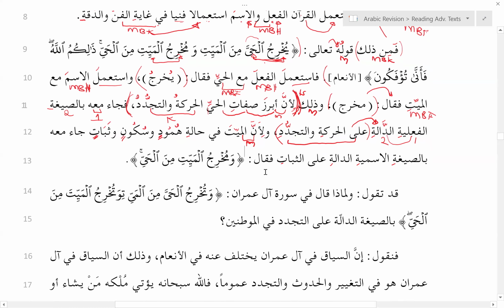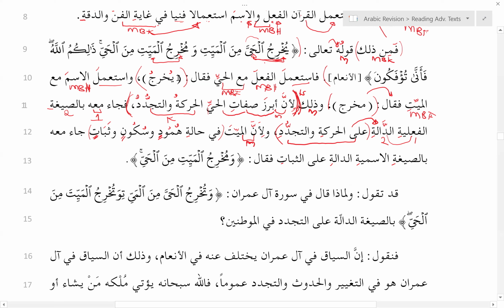So لأن الميت together forms our مبتدا, and then في حالة همود وسكون وثبات, you can see the beginning of a جار مجرور, حرف جار في. حالة is the اسم مجرور, but حالة is light, no al, so this is a مضاف, and همود is a مضاف إليه. And then you have حرف عطف واو, سكون is معطوف to همود, and then ثبات is معطوف to سكون. So this whole bucket is a giant جار مجرور. So you have just a مبتدا and a متعلق بالخبر. Or you can look at this جار مجرور as a خبر as well. As we've mentioned, some books will look at it like that.